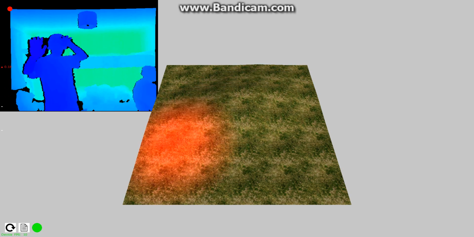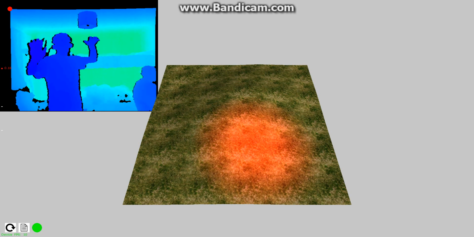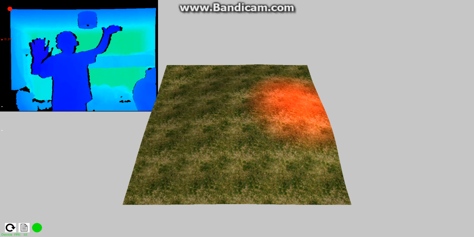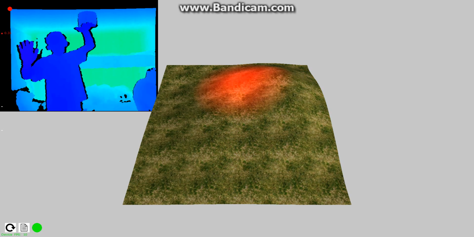Using this I can now go and sculpt this into a mountain or a valley as I see fit. At the moment this is running in debug mode, so the frame rate is about 1/10 of what it could be, and it's running at around 10 frames a second.